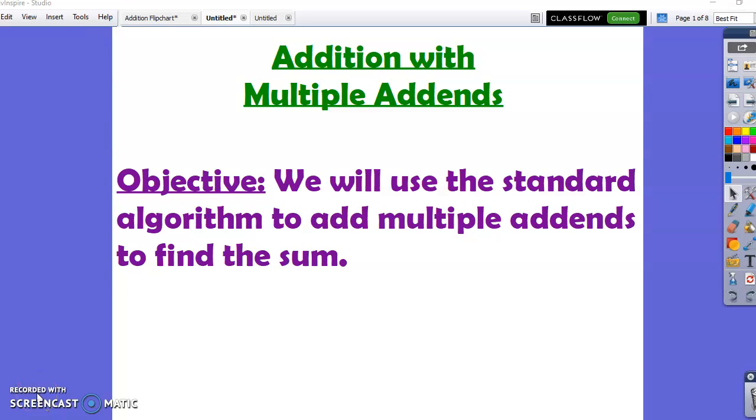Well, hello guys, and welcome back to addition. And today we are going to be doing addition with multiple addends.